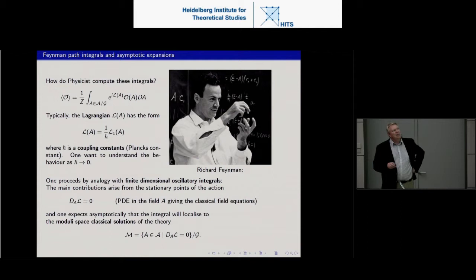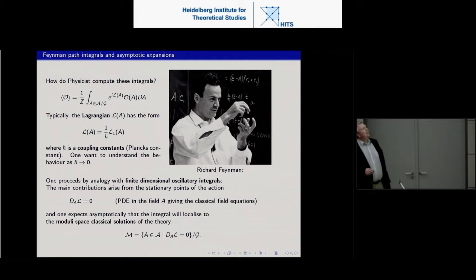Moduli, because it's modulo a group action. Because if you just take this whole set of solutions here, this is infinite dimensional, but when you divide by the group, very often this might become finite dimensional. Not always, but in good cases it does. Okay, and so the thing is that this is not the end of the story.